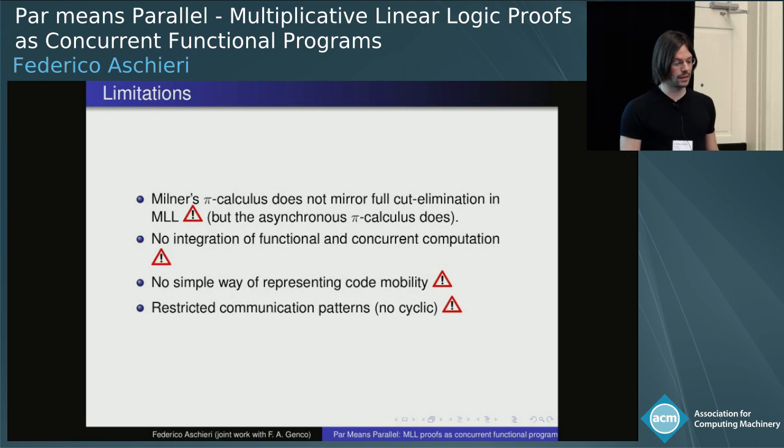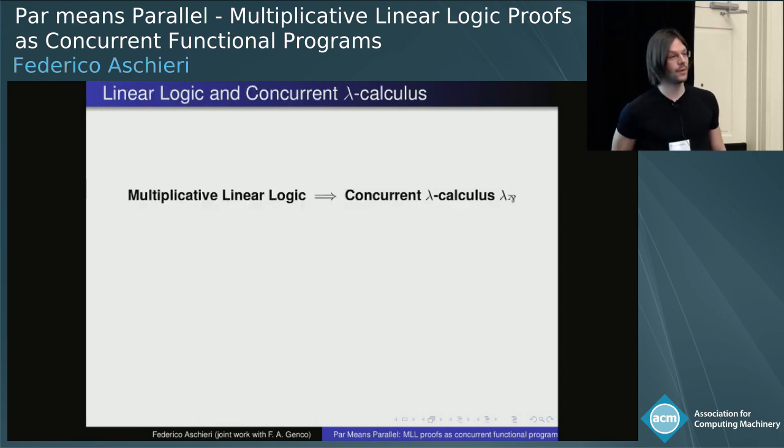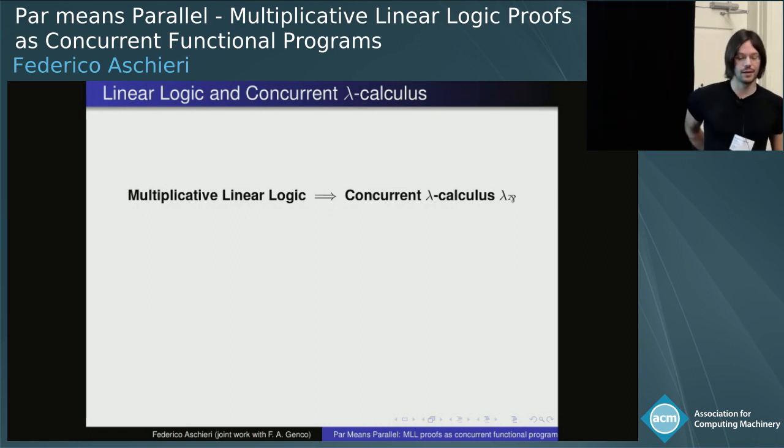And then the communication patterns are a bit more restricted than we will see in our calculus. For example, there are no cyclic communication patterns, so no direct way of representing cyclic schedulers, for example, like in Milner. Our solution doesn't have these limitations, so it's an improvement in this respect. So what is the result that I will talk about?